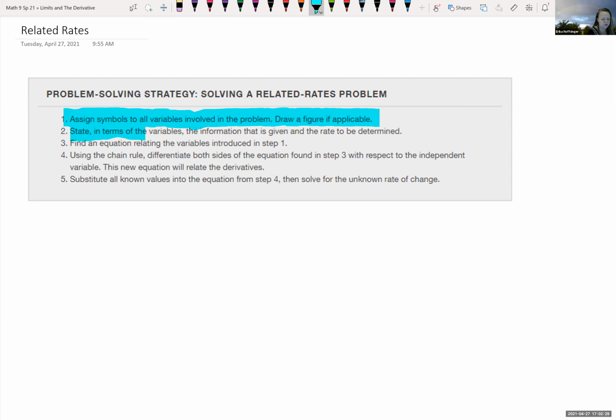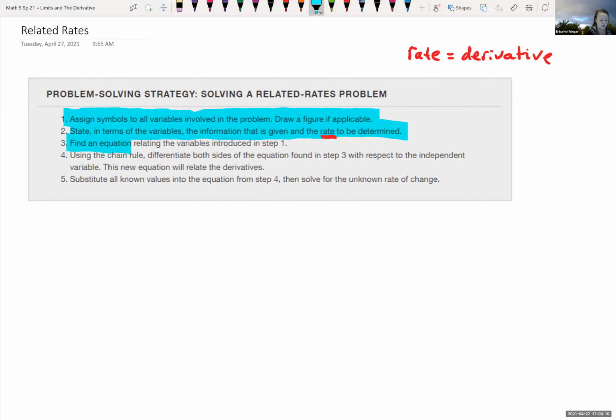You're going to state in terms of the variable the information that is given and the rate to be determined. So we're just going to pull out that information. If you see anything in the word problem that says rate, this is talking about derivative. So it might say we're filling up a bathtub and the rate that the water is coming out is this number. That would be talking about the derivative there.